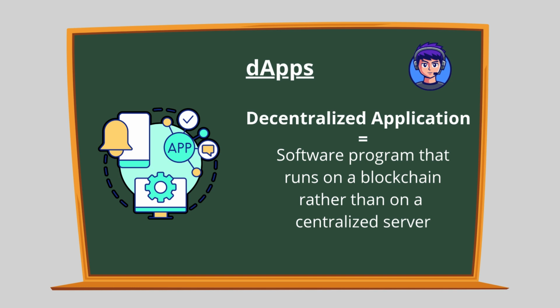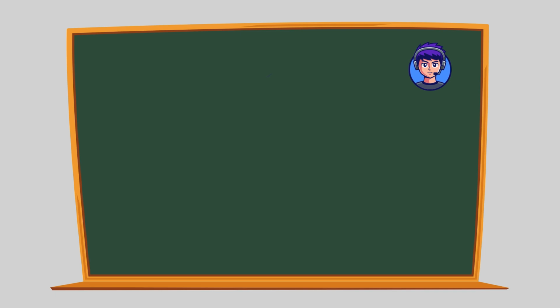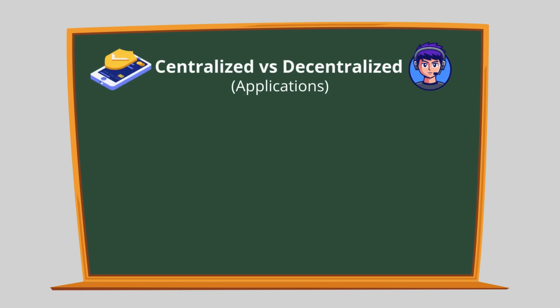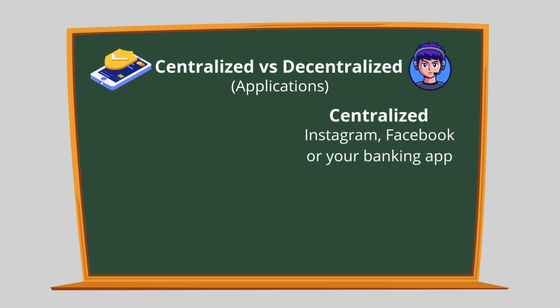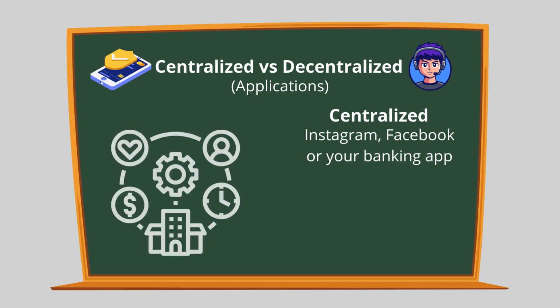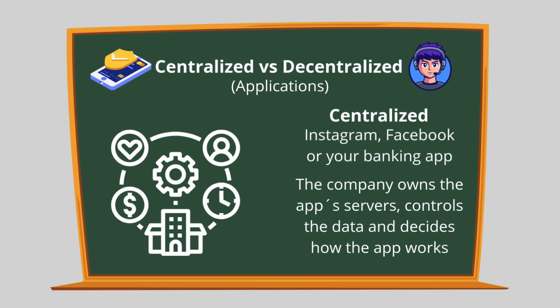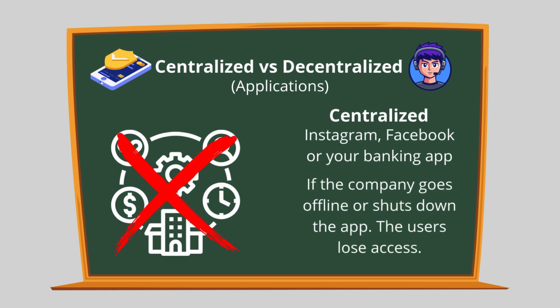Let's break it down. To understand what a dApp is, it helps to first understand how regular centralized apps work. A centralized app, like Instagram, Facebook, or your online banking app, is controlled by a company. That company owns the app's servers, controls the data, and decides how the app works. If the company goes offline or shuts down the app, users lose access.